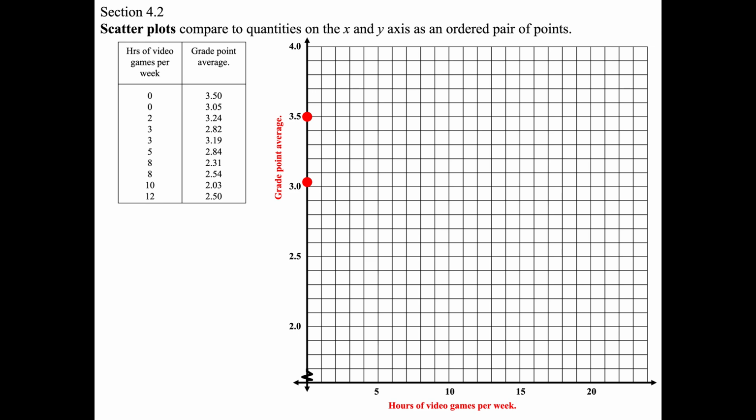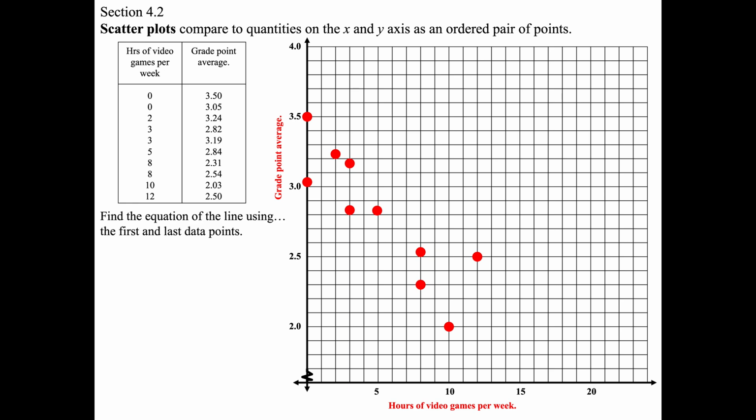That's fine. 2 and 3.24, 3 and 2.82, 3 and 3.19, 5 and 2.84, 8 and 2.31, 8 and 2.54, 10 and 2.03, 12 and 2.5. And again, if I went faster than you, go ahead and pause it, get caught up, and once you're done graphing, replay it.